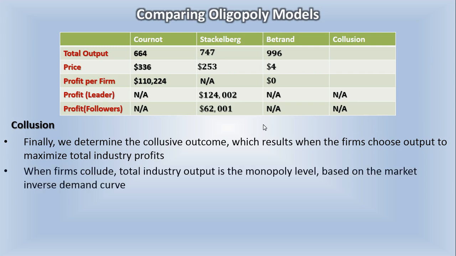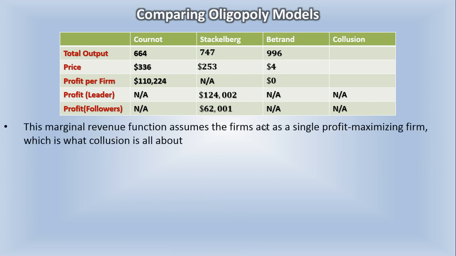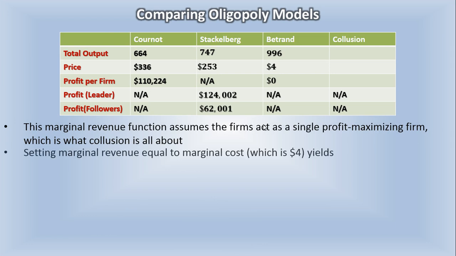when firms collude, total industry output is the monopoly level based on the market inverse demand curve. Since the market inverse demand curve is equal to P equals 1,000 minus Q, the marginal revenue is going to, of course, equal 1,000 minus 2Q. The marginal revenue function assumes the firms have made an agreement or are acting together as a single profit maximizing firm, which is what collusion is all about. Setting marginal revenue equal to marginal cost yields, just doing your standard manipulation, an output level of 498.